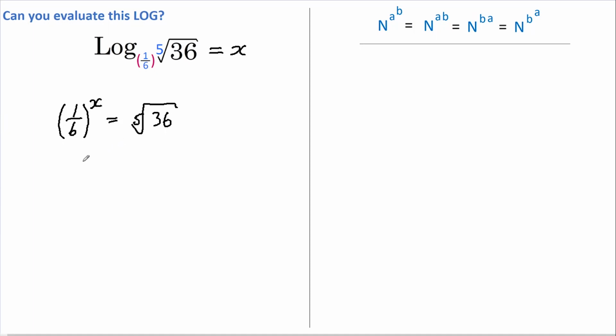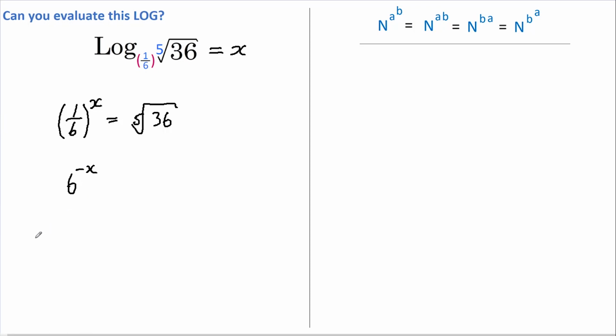Okay, let's start with the left-hand side. If I invert 1/6, I get just 6. And if I now rewrite x as negative x, then these two terms are identical because the negative sign just means invert. So what we've done is we've inverted this number, and then by putting a negative sign here, we're saying invert it again. So the value hasn't changed.